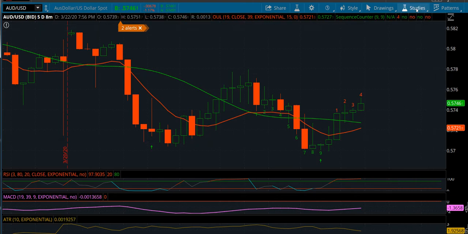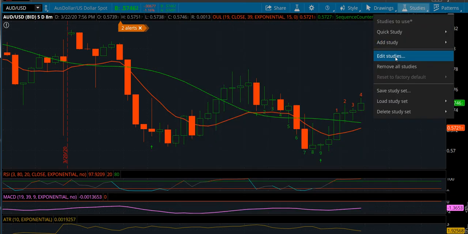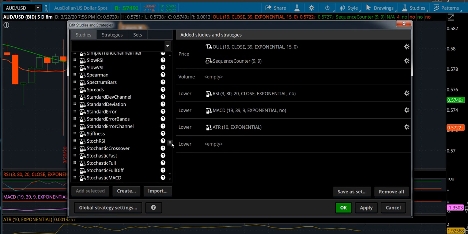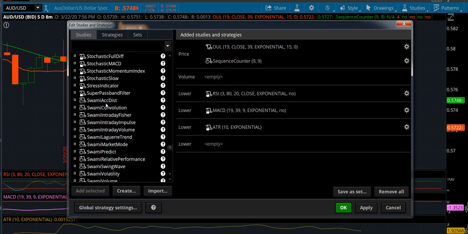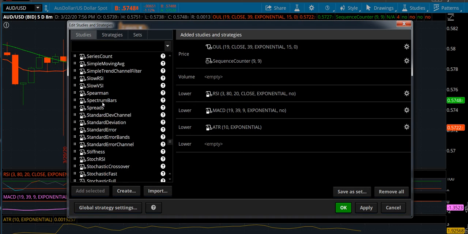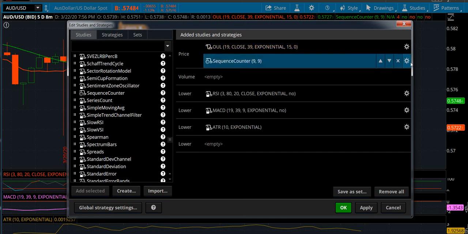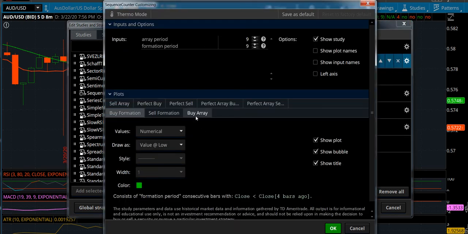Now, to only have the 9 count on your charts, you go under sequence counter. Sequence counter is in the charts or in the studies right here, and it's right there. Okay, and what I do is the buy array and the sell array I shut off. See, I don't have it checked. I don't have that one checked, and I don't have this one checked. All the others I have checked.